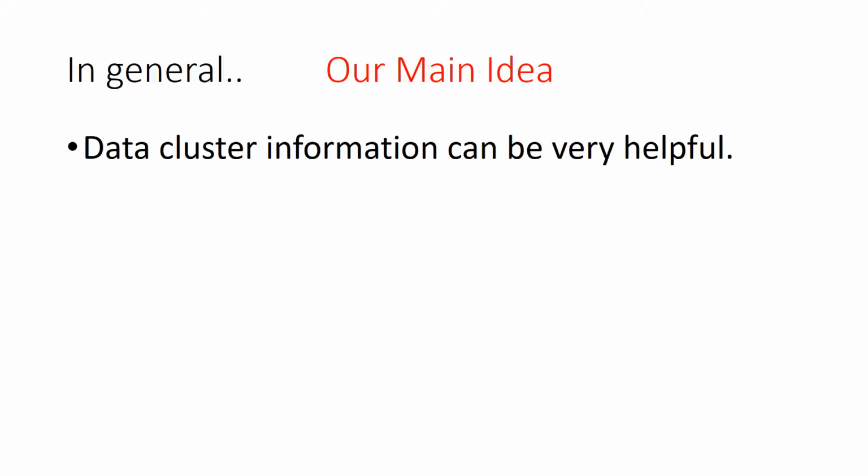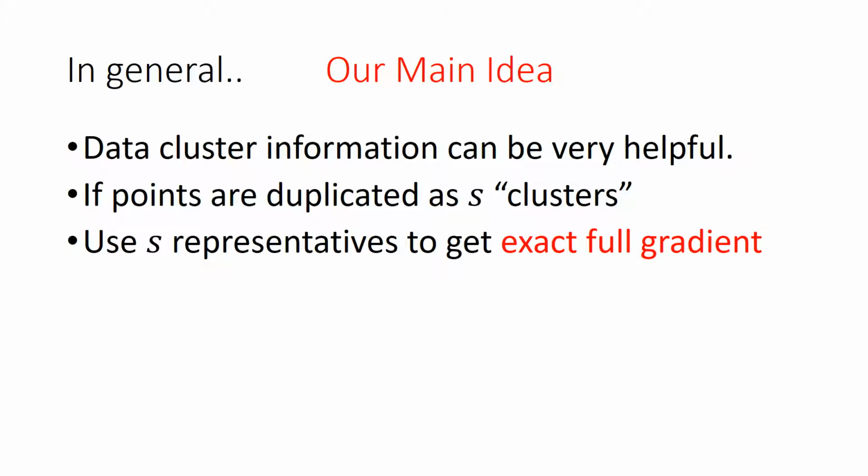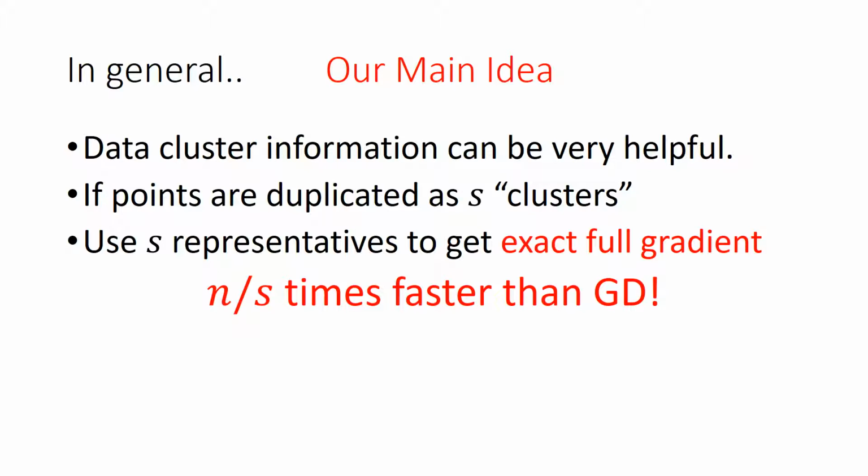So in general, we notice that the data cluster information can be very helpful. If points are duplicated as S clusters, we can just pick S representatives to get the exact full gradient. And that will be n over S times faster than gradient descent.